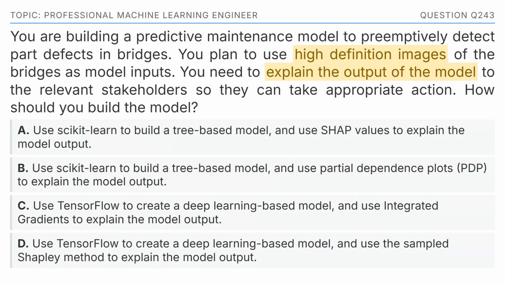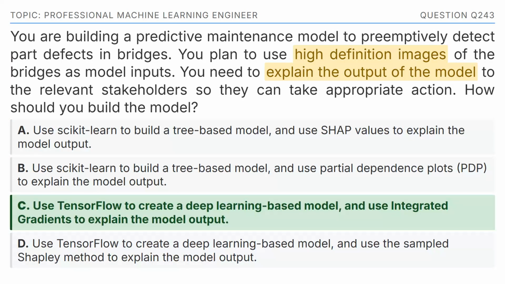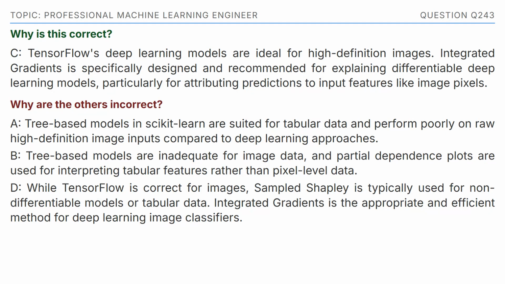To arrive at the correct answer, we focus on the keywords, high-definition images, explain the output of the model. The correct answer is option C, use TensorFlow to create a deep learning-based model, and use integrated gradients to explain the model output. Why is this correct? C. TensorFlow's deep learning models are ideal for high-definition images. Integrated gradients is specifically designed and recommended for explaining differentiable deep learning models, particularly for attributing predictions to input features like image pixels.